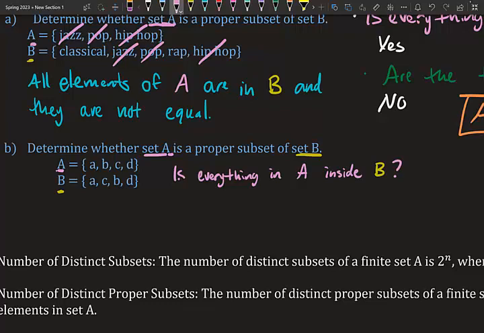All right, is everything in A inside B? Well, let's look. We have A, we have B, we have C, and we have D. So yeah, everything in A is in B. All right, because it's asking for proper, that's where we have to be careful. Are they equal? So now we have to ask ourselves the second question.